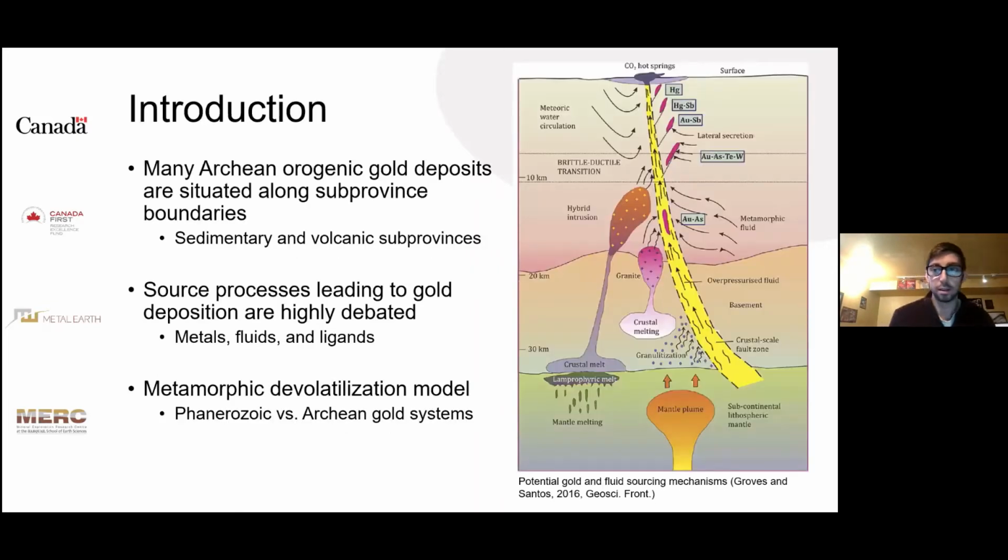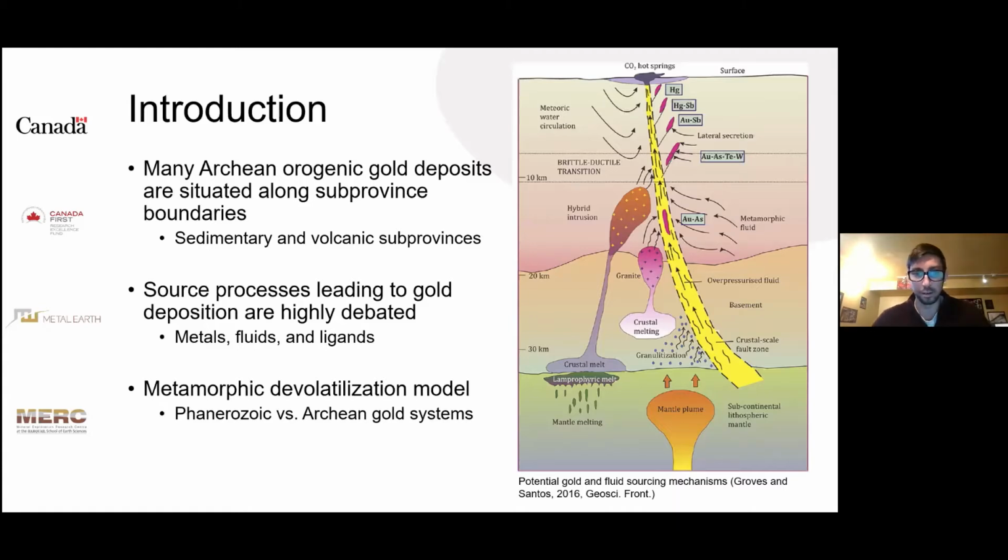So as many of you are aware, the Archean orogenic gold deposits are often situated along subprovince boundaries that separate the metasedimentary and metavolcanic or greenstone belts. And so we have two main lithologies that we want to consider there for the gold sourcing. The source processes that lead to the gold deposition are currently highly debated.